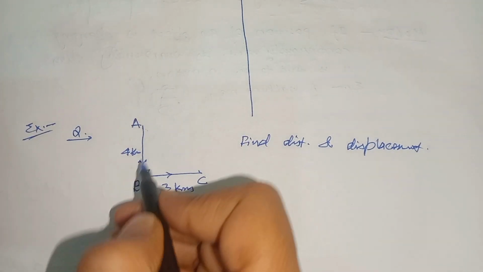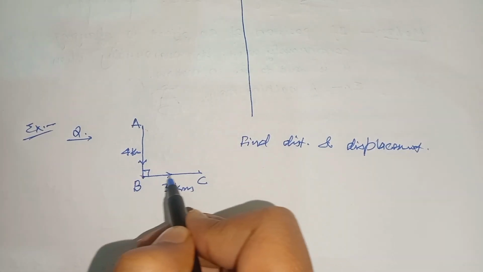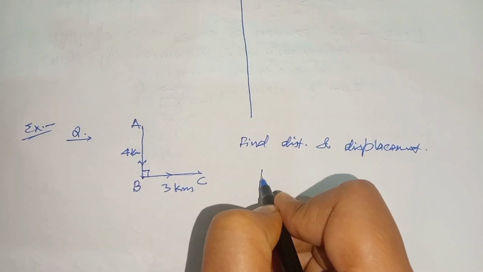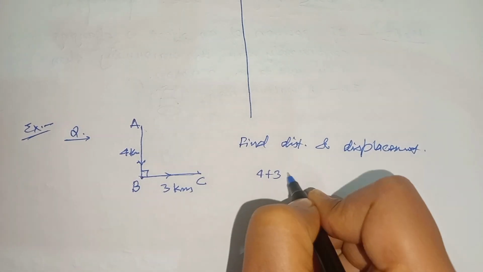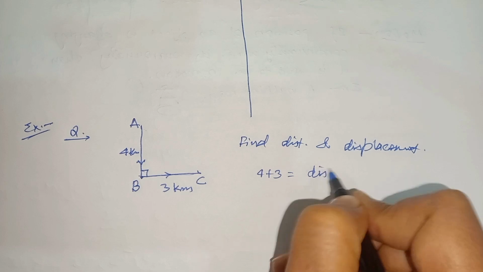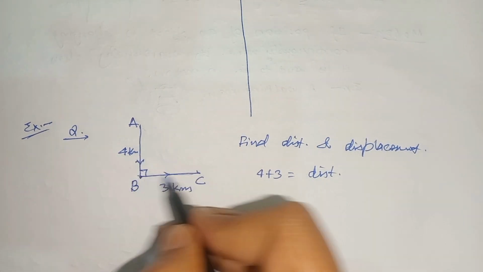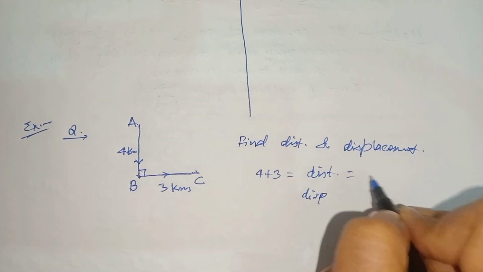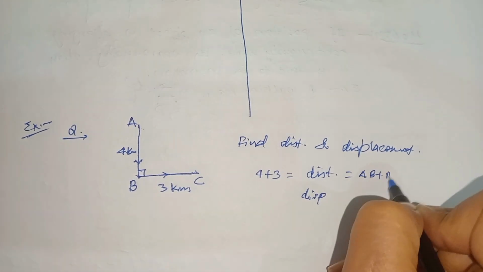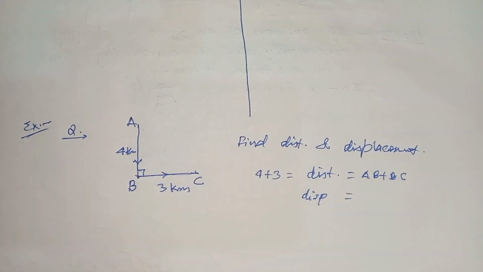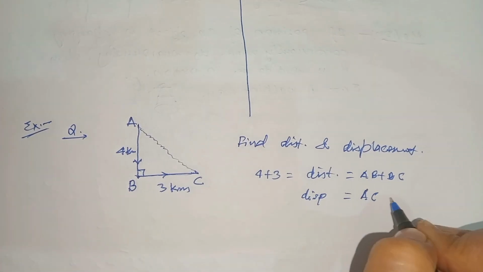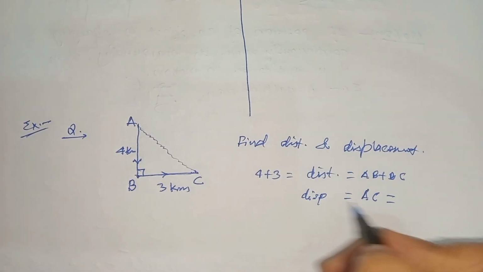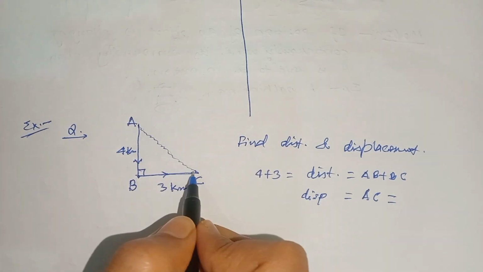Let us understand. The total distance covered by the man, that is 4 kilometers plus 3 kilometers, will be equal to distance. Distance is the total distance covered, that is AB plus BC. And displacement will be simply the shortest route, that is A to C. Sorry, displacement will be this shortest route.